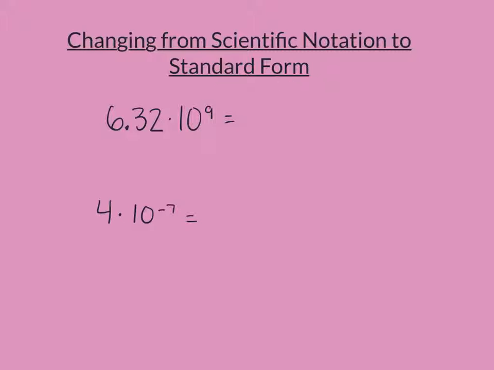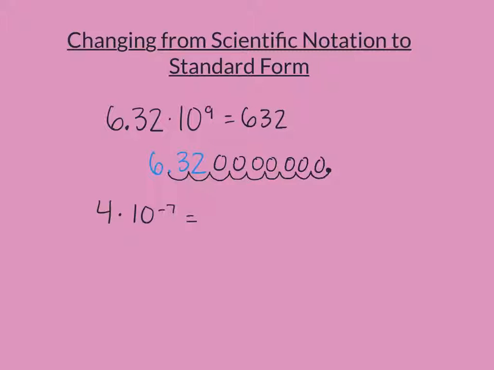standard form. So the first one, we have 6.32 times 10 to the power of 9. So that means I'm going to take the decimal point, and it's a positive 9, so I will move it to the right 9 places. So I'm going to rewrite this down below so I have room to move the decimal point, and I will move it 9 times to the right. 1, 2, 3, 4, 5, 6, 7, 8, 9. There's the new location. Fill in with zeros, and then we can rewrite it.